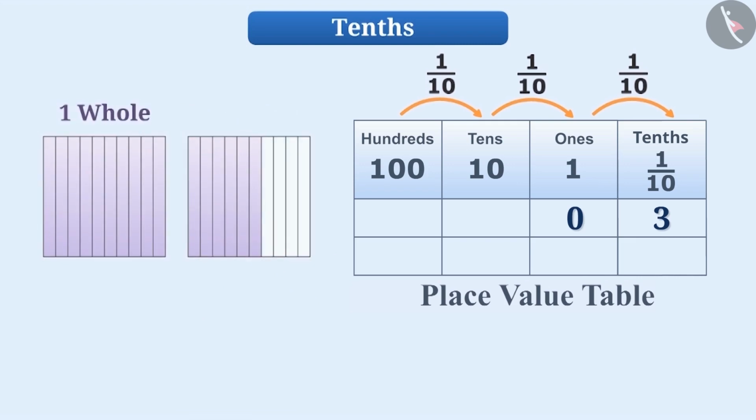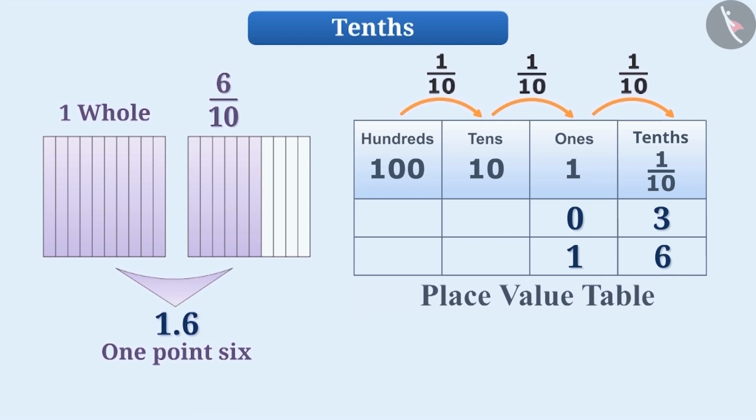Now look at this. Here, one complete whole is shaded and 6 by 10 parts of another whole is shaded. So, we will write 1 in the units place, and since 6 out of 10 parts are shaded, we will write 6 in the tenths place. This will be represented in the decimal form as 1.6. Remember that we don't write the decimal point in the place value table.